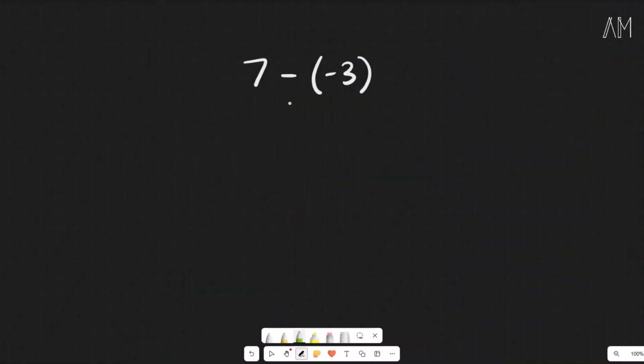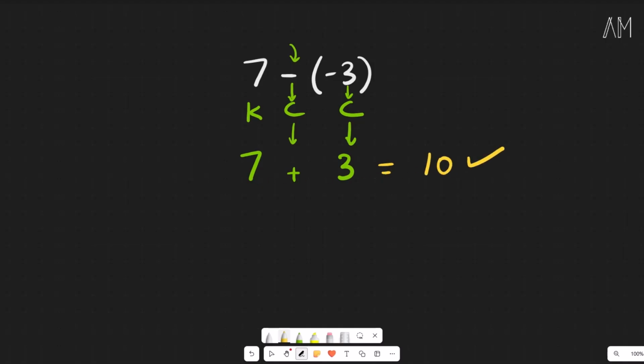In this case, as soon as I see subtraction, I will directly apply keep, change, change. Keep the first number as it is, change the minus into plus, and change the sign of the second number. Negative 3 is negative, so it becomes positive, or I can simply put 3. And let's get started. 7 plus 3, both of them have the same sign, so that's like the normal addition that we used to do. It will become positive 10, and that's how we do it.